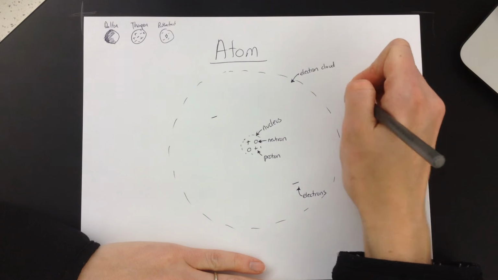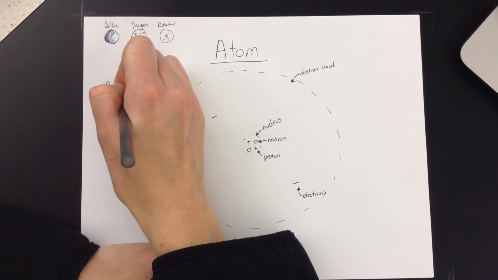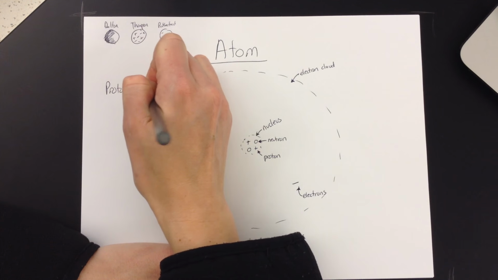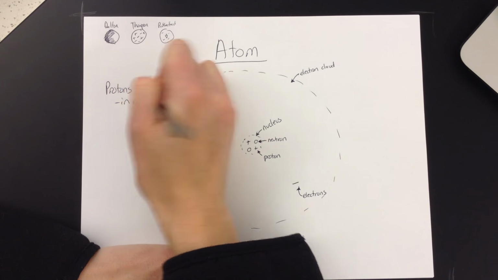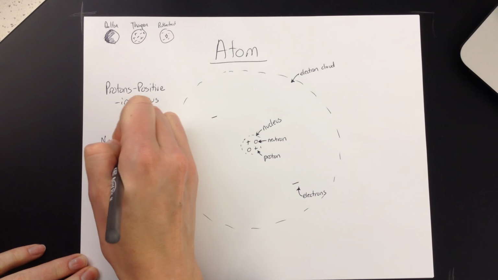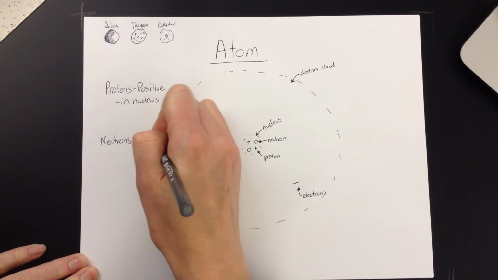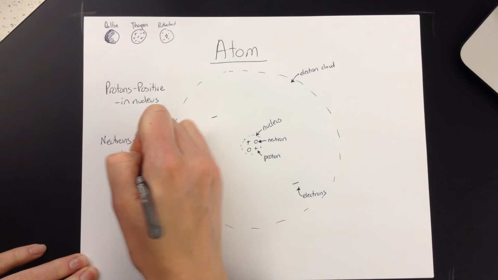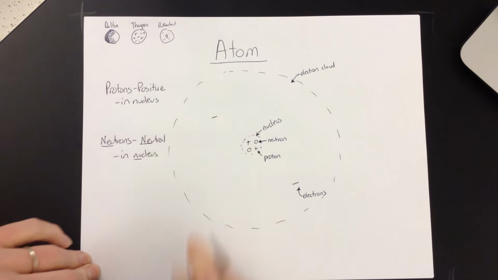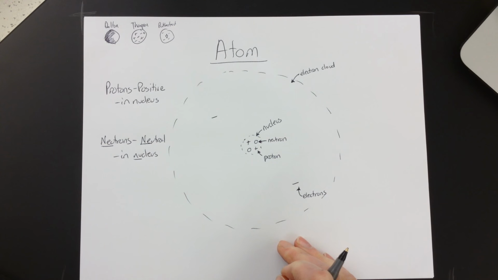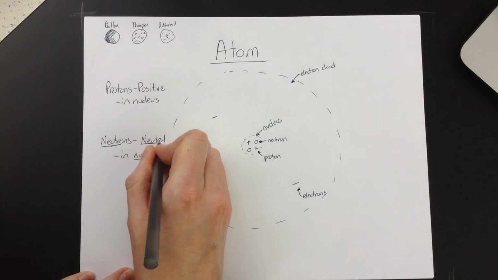So let's kind of review. We've got our protons. They are positive, and they are in the nucleus. And we have our neutrons, and they are neutral, and they are in the nucleus. In fact, that's how I remember it. A lot of people think that neutrons are negative just because it starts with an N, but they're neutral. Neutrons are neutral.